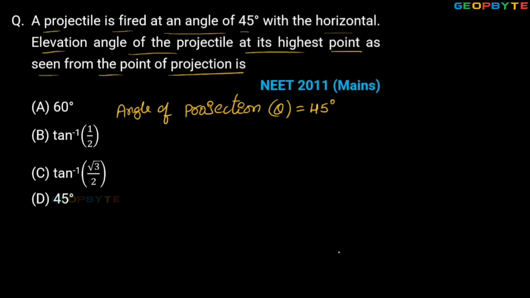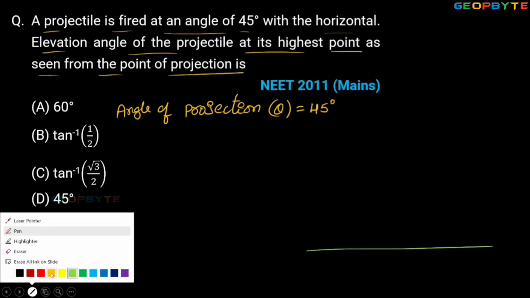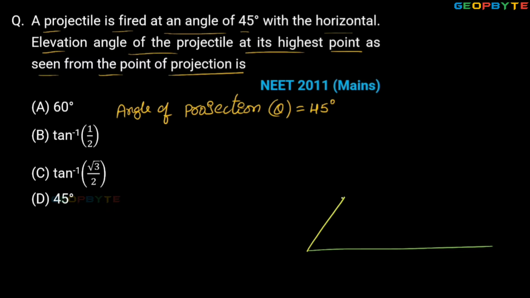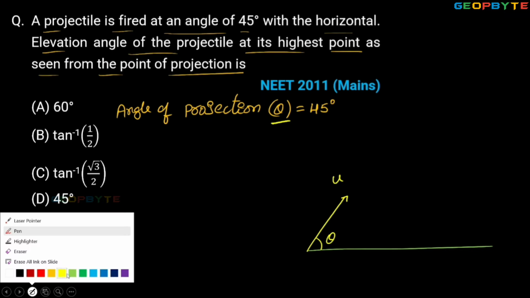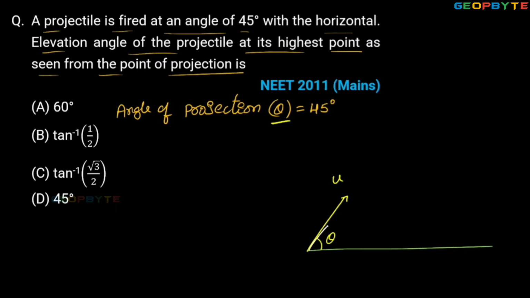For that, let us take a reference line, a horizontal line. A projectile is projected with a velocity u at an angle theta. That theta is given as 45 degrees. Then the projectile travels like this. The projection starts from A and lands at B. Then the distance from A to B is called the horizontal range. Horizontal range is generally denoted with R.